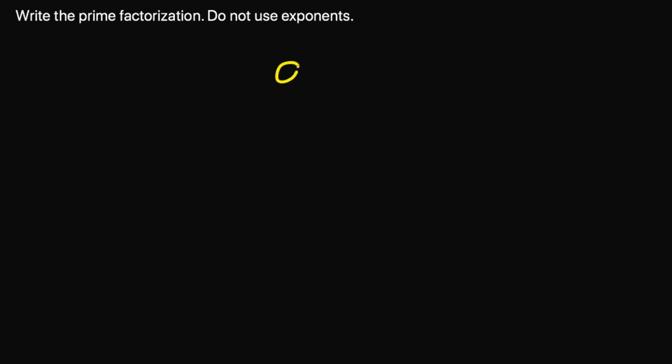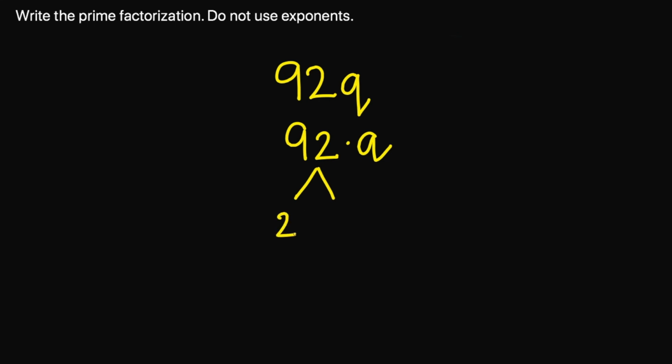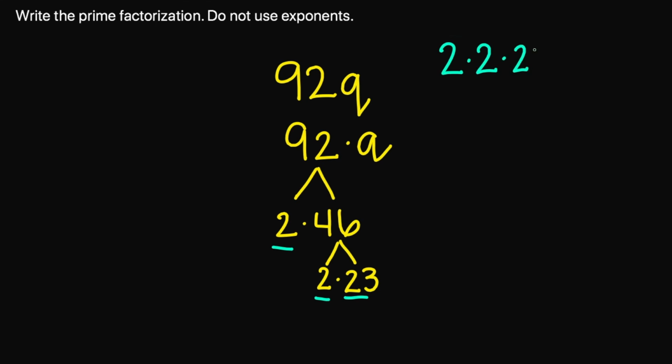Let's look at 92q. I'm going to separate into 92 times q. My 92 can factor into 2 times 46. And my 46 can factor into 2 times 23. I am now left with prime numbers. So my prime factorization is going to be 2 times 2 times 23 times q. This is your final answer.